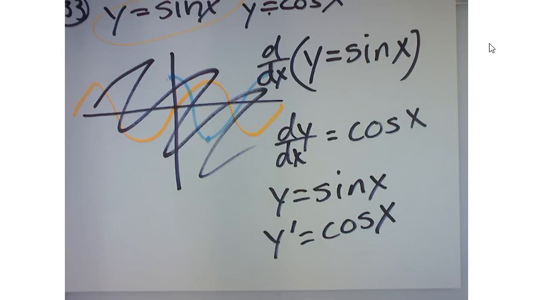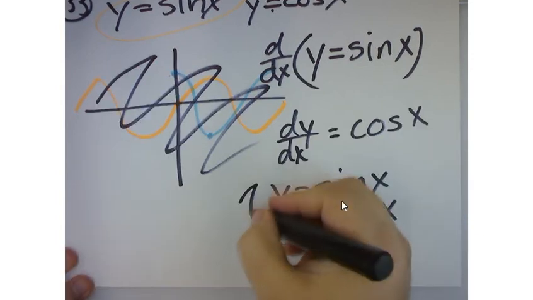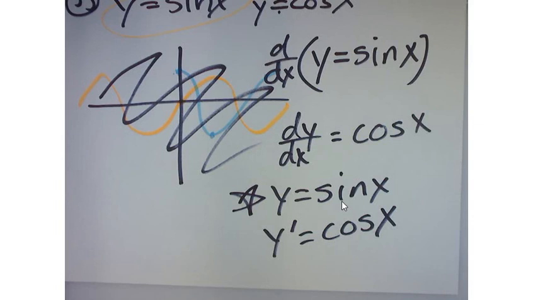Okay. Memorize this. This is important. We do this so many times. Memorize it. The derivative of sine of x is cosine, always and forever.